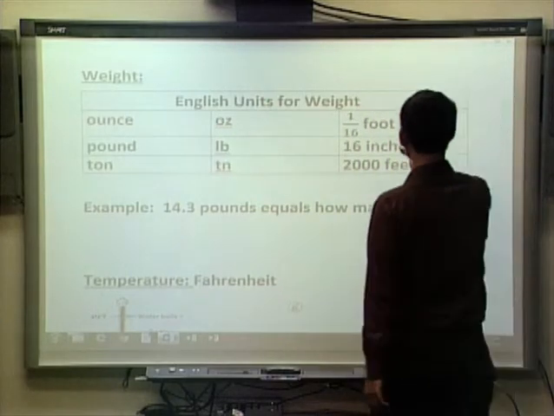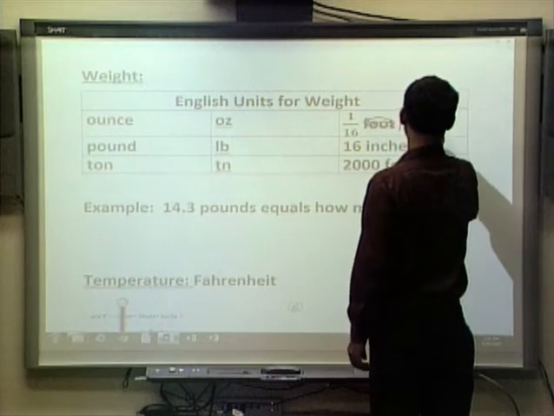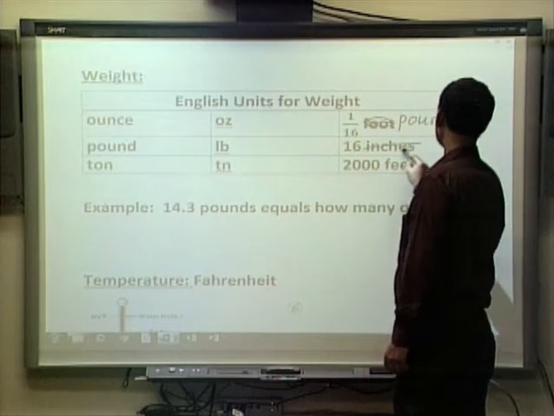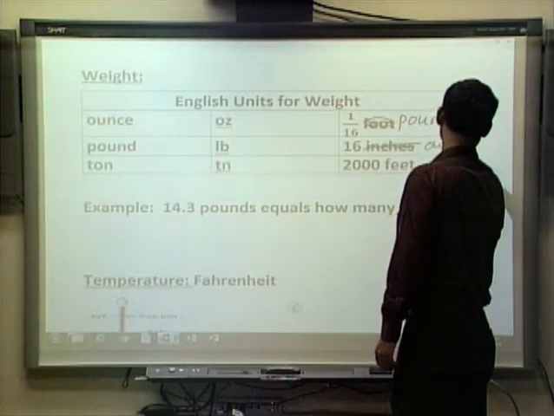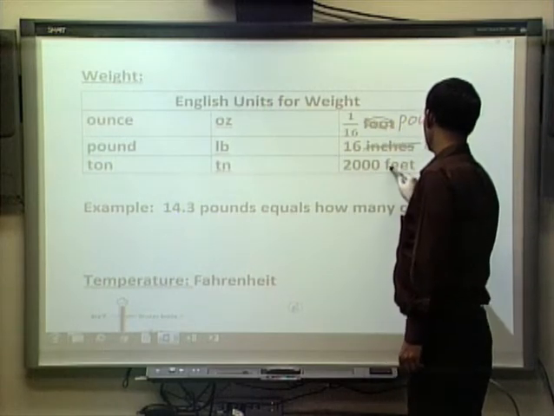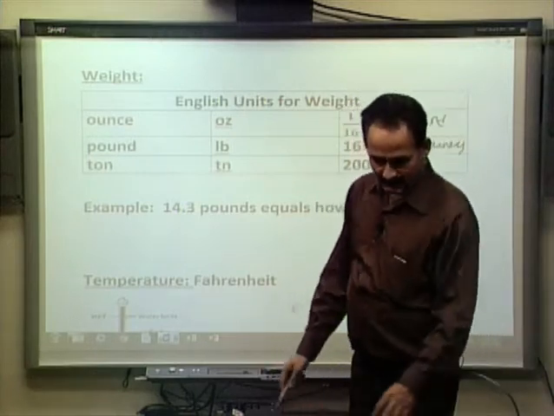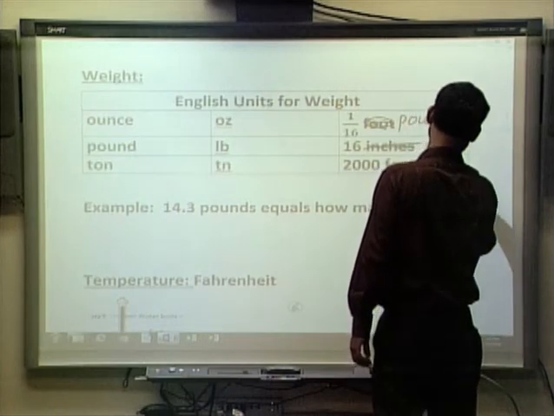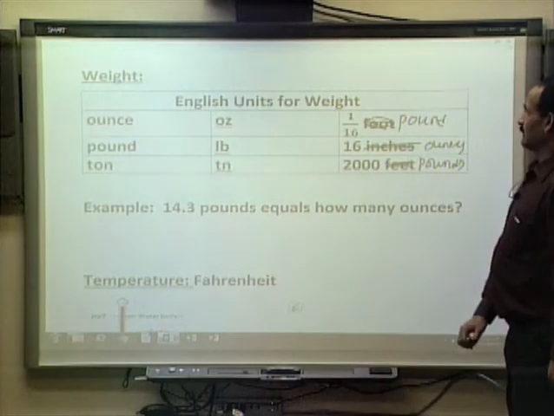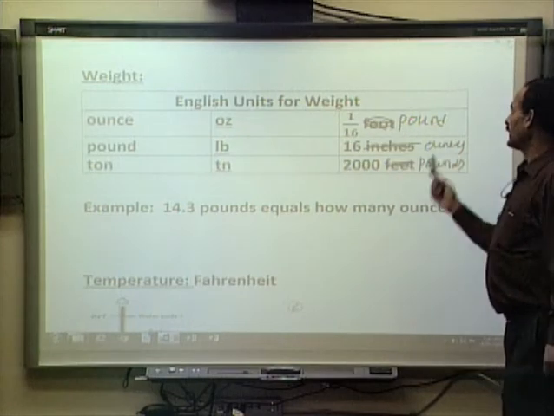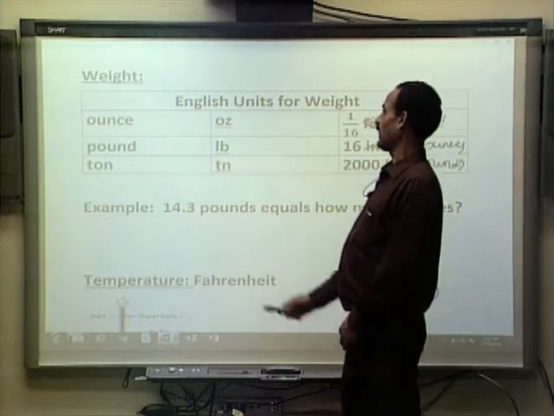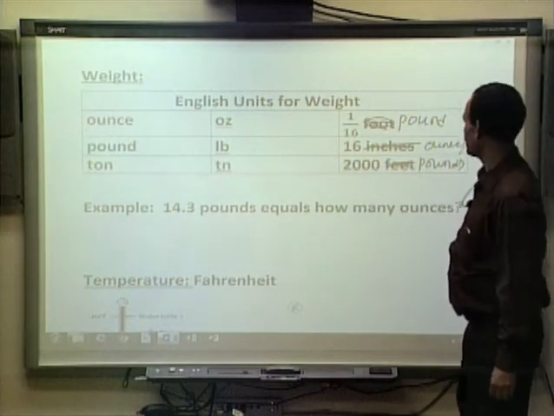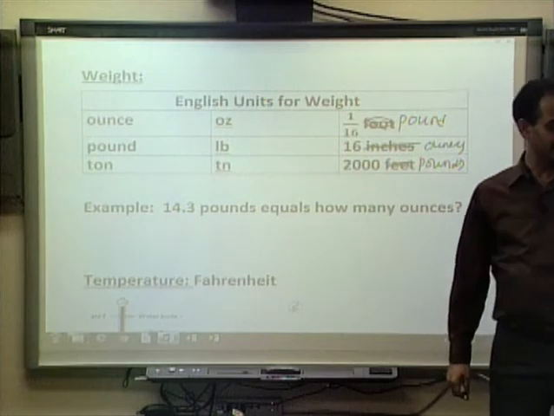So, this is not foot, this is pound, and 16 ounces, and that is 2,000 pounds. Okay. So, 1 ounce is 1/16 of a pound, and that means 1 pound is 16 ounces, and by ton we mean 2000 pounds.